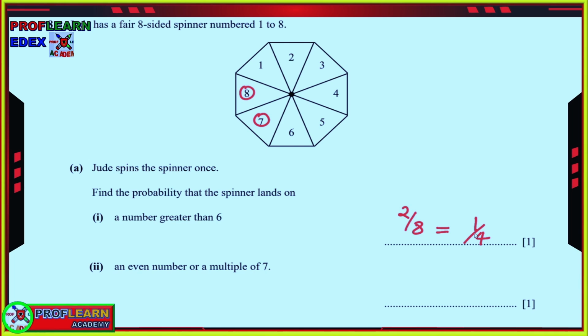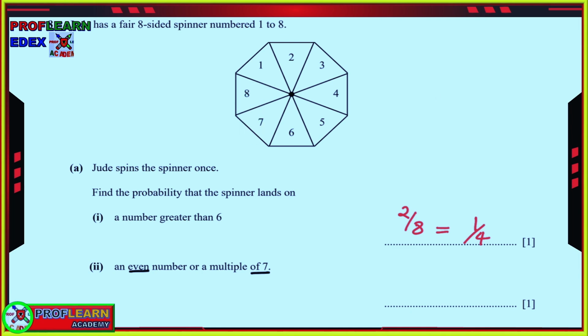There's also the probability of getting an even number or a multiple of 7. In probability, 'or' means addition, and 'and' means multiplication. So we are going to find the probability for an even number, and then the probability of a multiple of 7, then we add the two probabilities together because of the term 'or' that is used there.